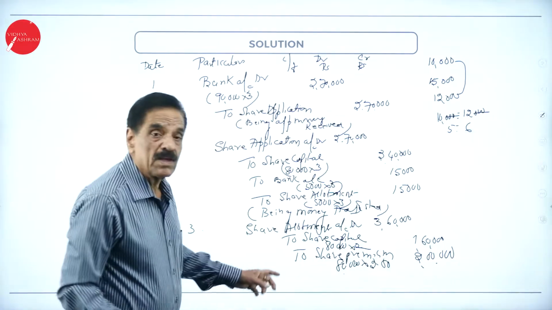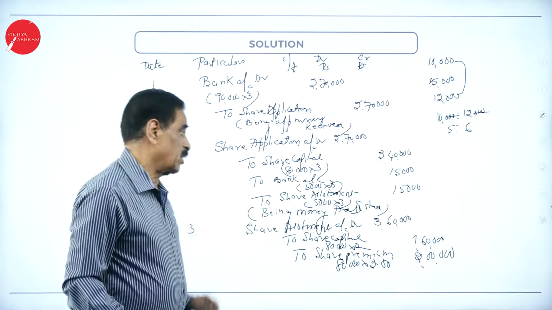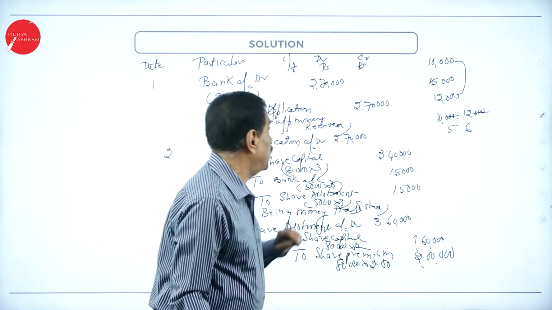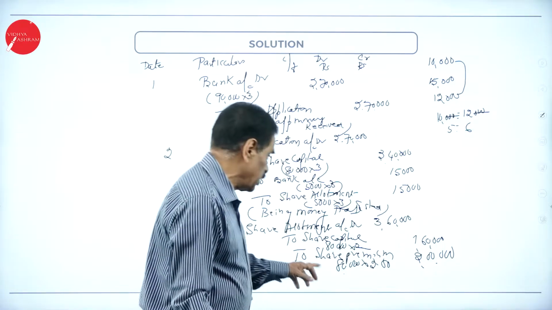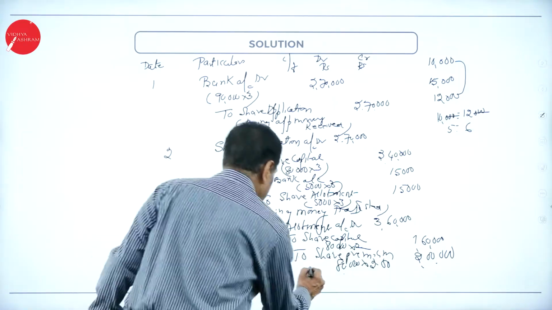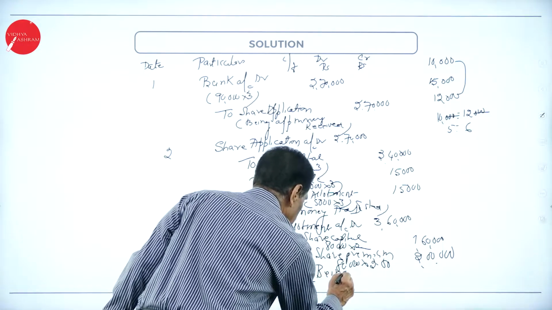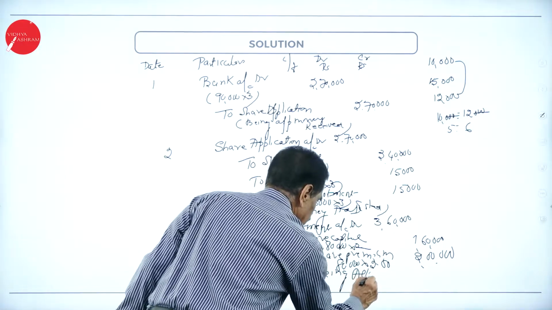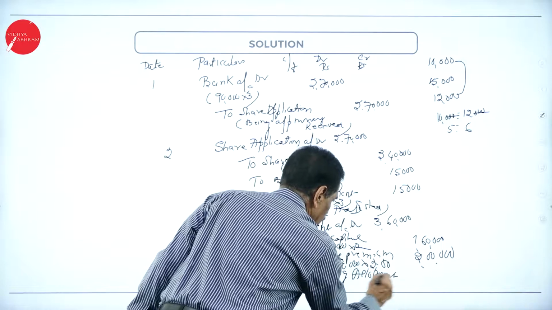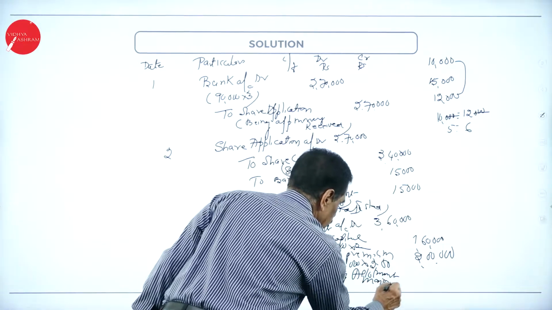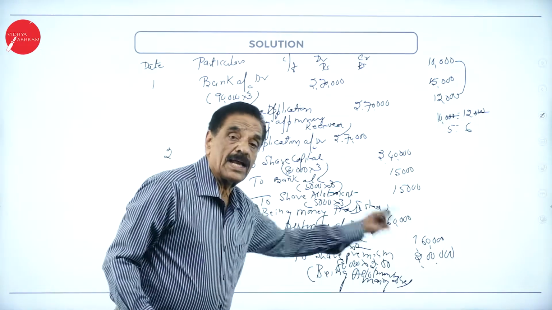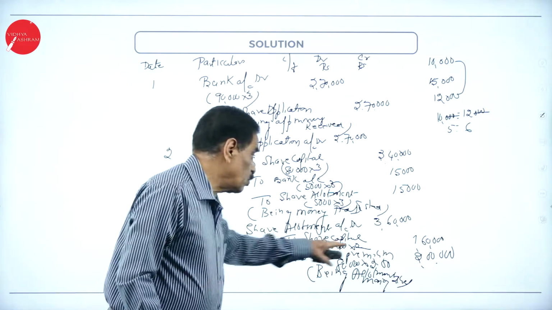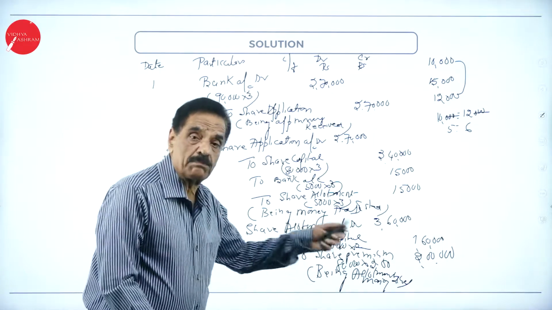So what is the entry? Share allotment account debit 3,60,000, to share capital 1,60,000, to share premium 2,00,000, being the allotment money due. This is the due entry. Share allotment account debit, to share capital, to share premium.